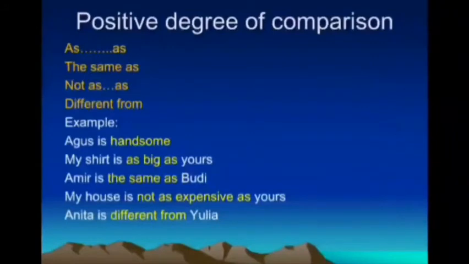Positive degree of comparison, just keep it in mind, we basically use as, and if the sentence is negative, we use so as. For example: my shirt is as big as yours, Amir is the same as Buddy, my house is not as expensive as yours, Anita is different from Ilya. So you can see we have used the term as, and if the sentence is negative, we should use so as. Just like this one, my house is not as expensive, it's better to use so expensive.